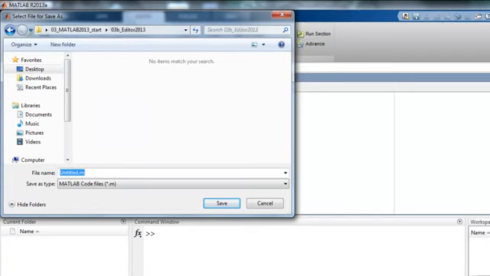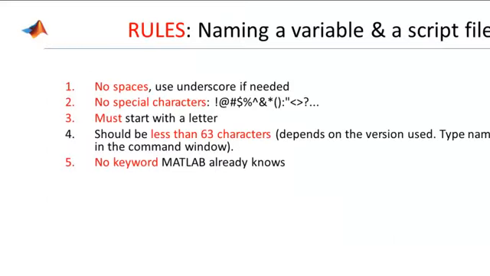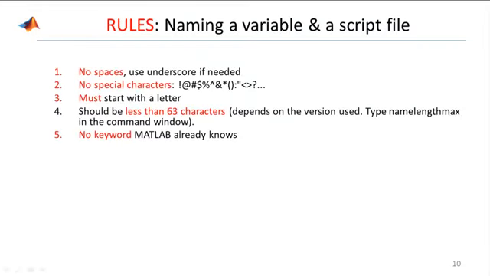Let's go quickly over the couple rules we need to follow in order to name a script file properly. First, no spaces. Use the underscore if needed. Second, no special characters. Third, it must start with a letter. It should be less than 63 characters. And last, no keyword MATLAB already knows. For example, CLC and clear are keywords. Do not name your own script file one of those.